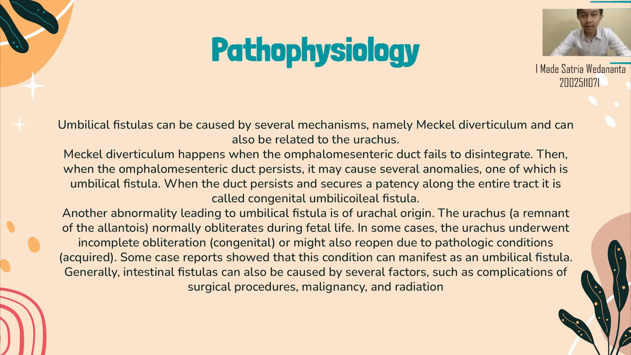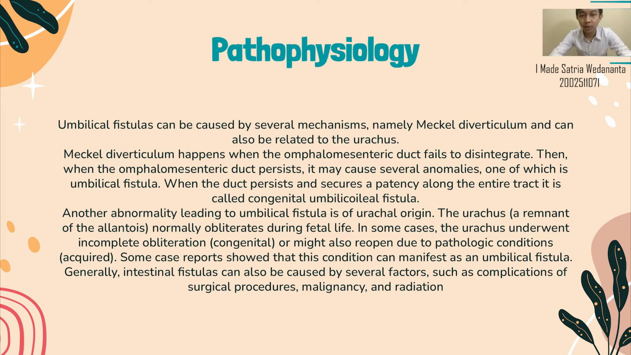So umbilical fistulas can be caused by several mechanisms. Some of the most common ones include Meckel diverticulum and can also be related to the urachus. Meckel diverticulum happens when the umbilicomesenteric duct fails to disintegrate. It then causes the umbilicomesenteric duct to persist and may cause several abnormalities, one of which is the umbilical fistula. When the duct persists and secures a patency along the entire tract, it is called congenital umbilicoileal fistula.